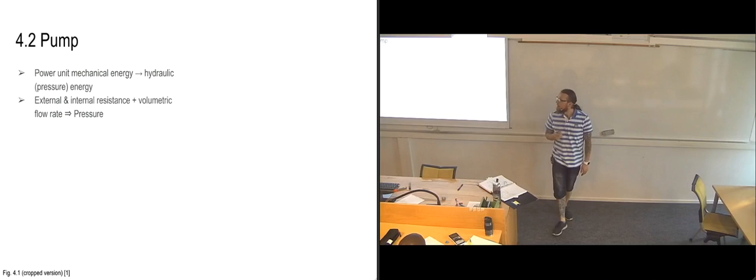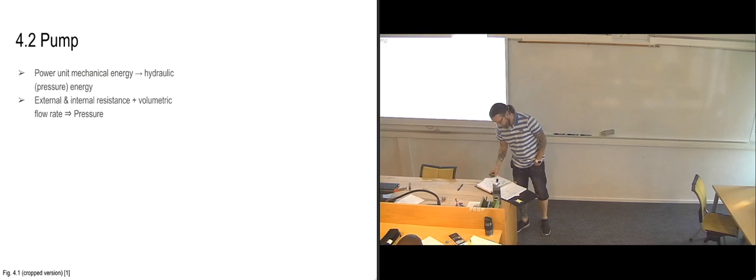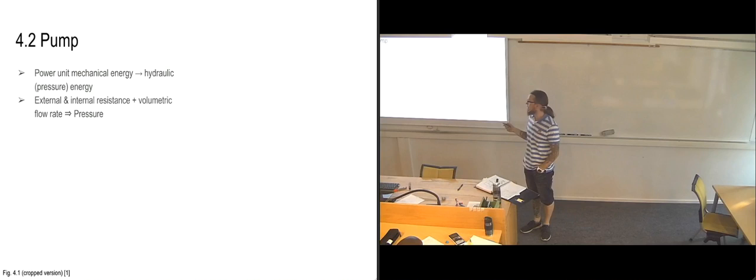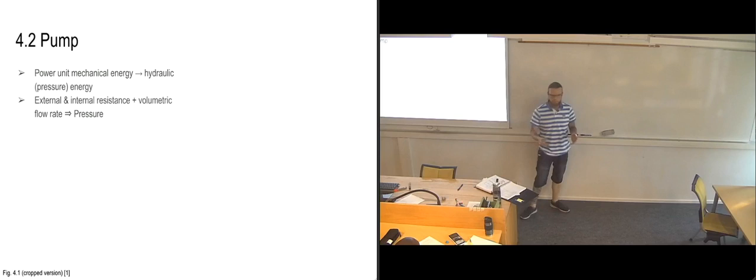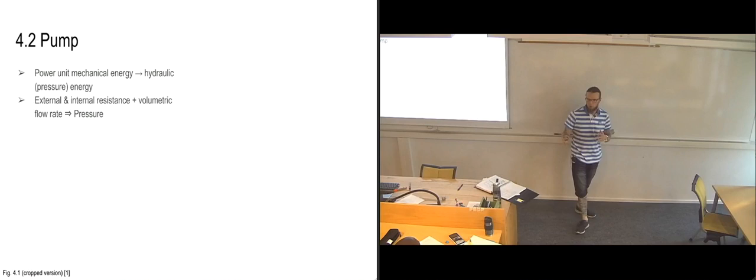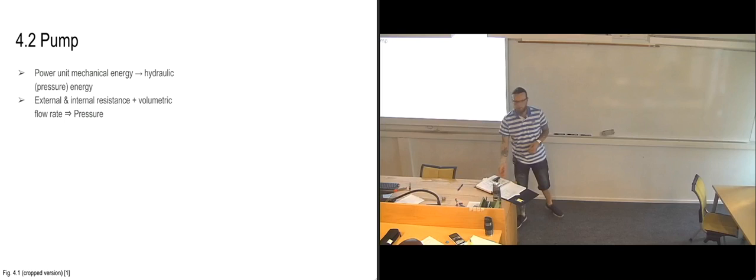So you have external and internal resistance in the system, and you have volumetric flow rate, and this leads into having pressure. The volumetric flow rate is delivered by the pump itself, and then you will have external and internal resistances that will also contribute to the pressure, because like we were looking at the hydraulic power supply that you use for planes, they have this manual bypass valve.